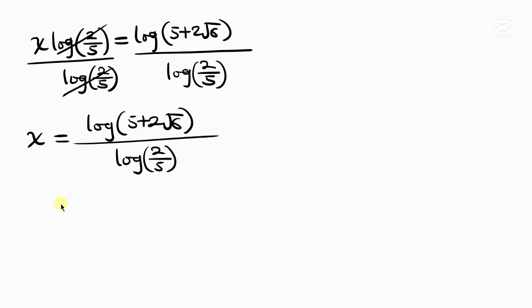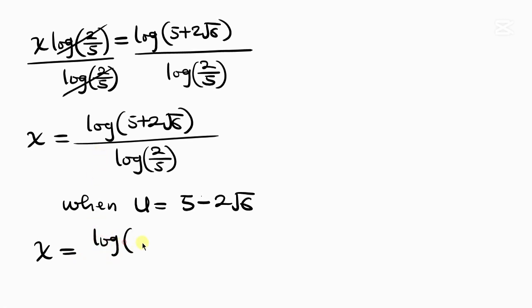Now let's go for when u is equal to 5 minus 2 root 6. Well, we are actually going to have an expression that looks like this, but following the normal process, x will be equal to log of 5 minus 2 root 6 all over log 2 over 5. So these are the two values for x.